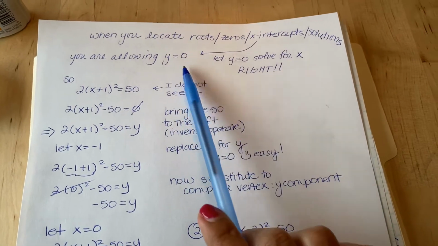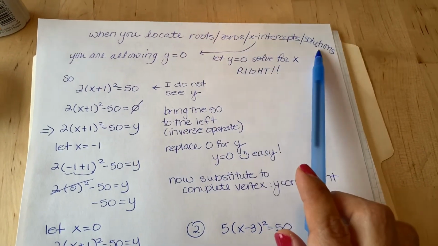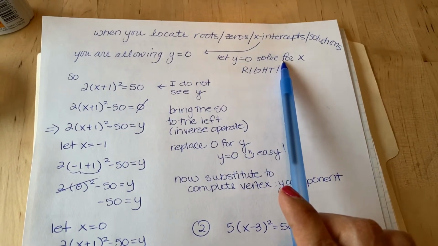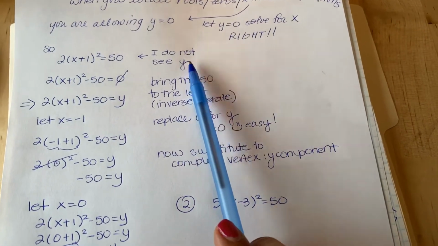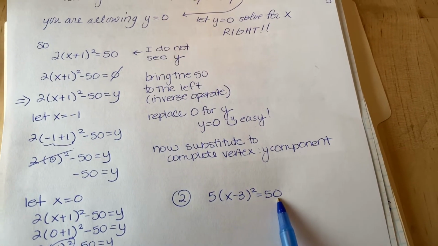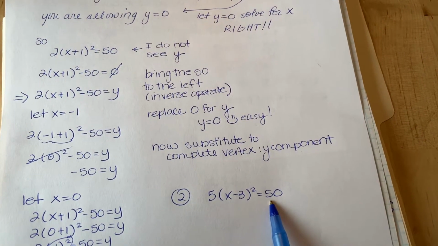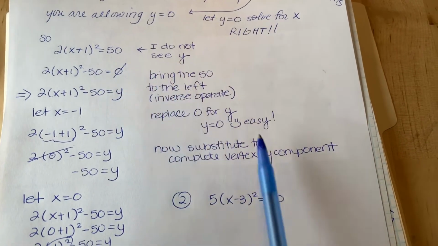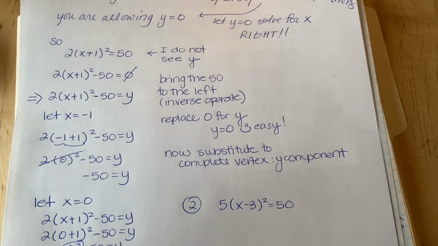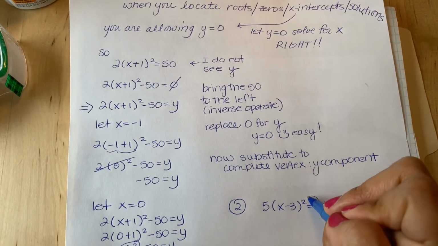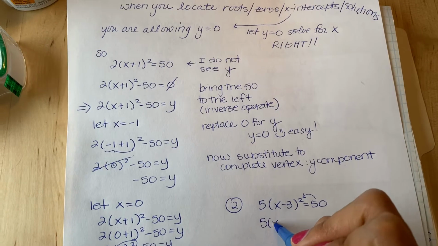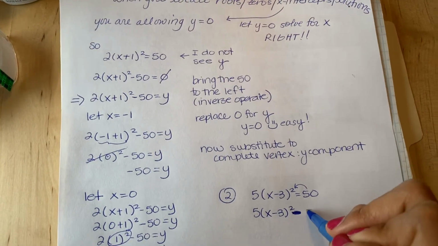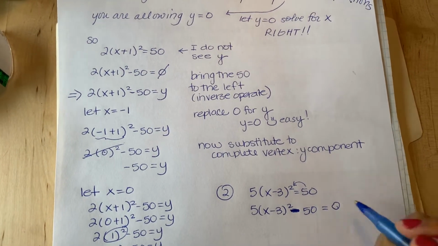Remember, when you locate the roots, the zeros, the x-intercepts, or solutions, you are allowing y to be equal to 0, and then you're solving for x. Okay, so I do not see a y. I see an x, and I see values, numbers, but no y. Okay, bring this, in this case it's the 50 because that's what we saw here. Here, oh, it's a 50 again. Bring the 50 to the left. So I'm going to go ahead and bring that over, and I get 5x minus 3 squared minus 50 is equal to 0.